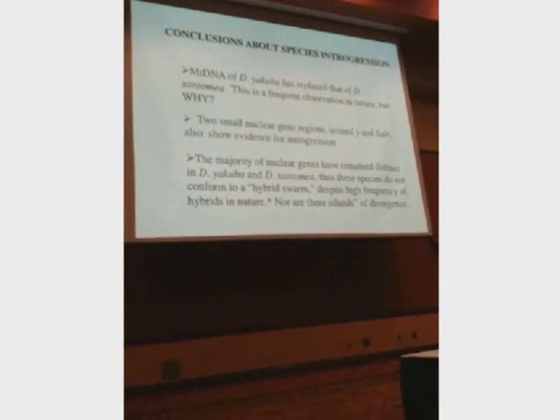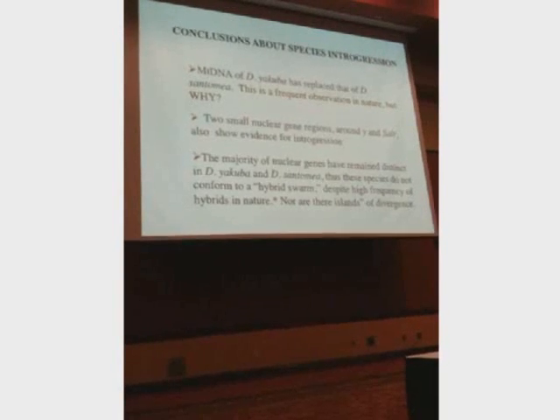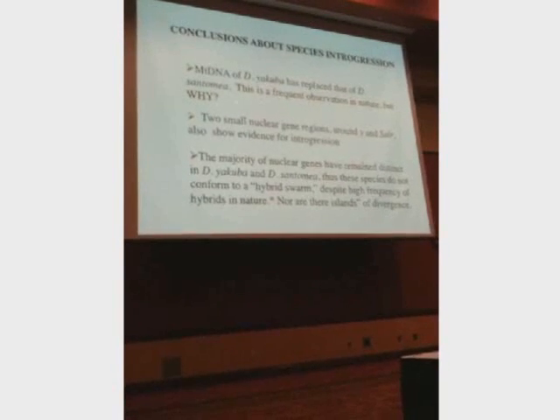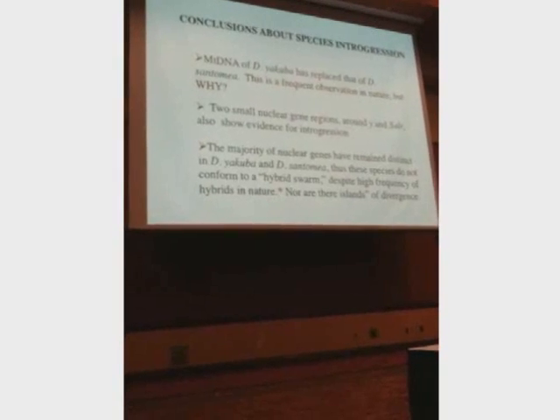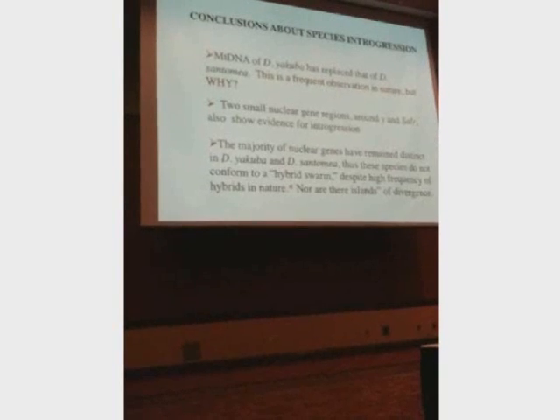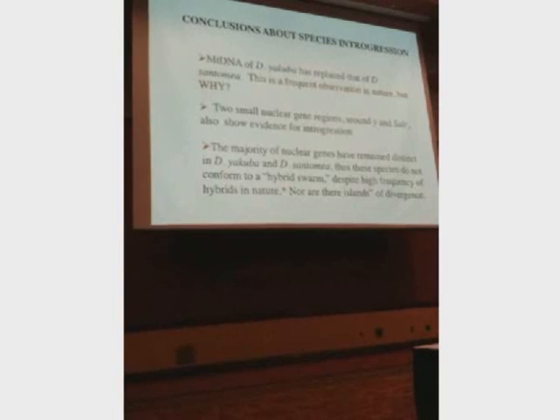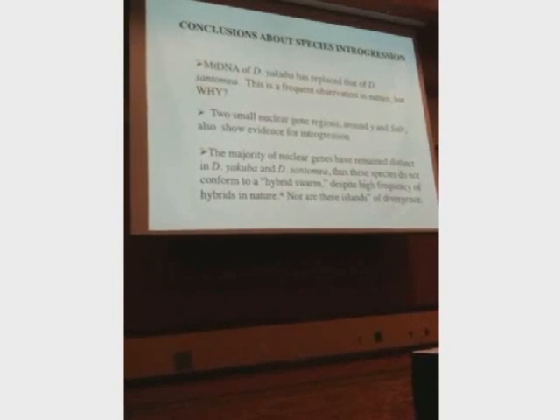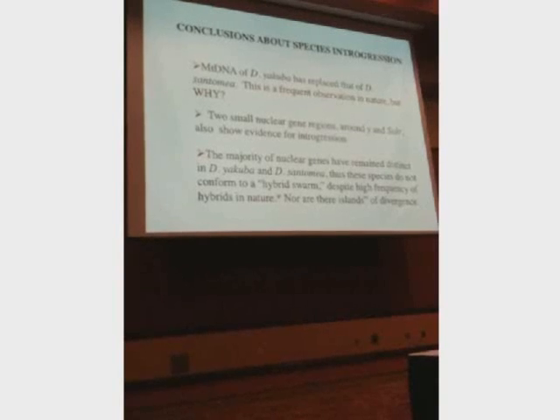Okay. So, the conclusions from this: first of all, the mitochondrial DNA of Yakuba has replaced that of Santomea. We know that because of the outgroup in Africa. This is a frequent observation in nature. It's not only seen in this species of Drosophila, it's seen in other species. It's seen in mammals, it's seen in birds, it's seen in crickets. There's a paper today showing mitochondrial introgression. Even in plants, with the chloroplast and the mitochondria, these organelles introgress pervasively.